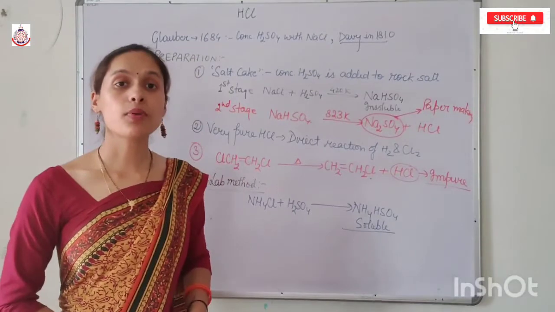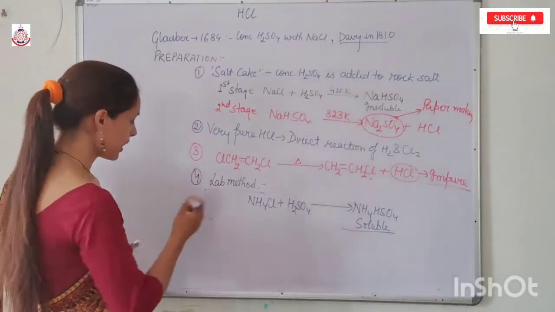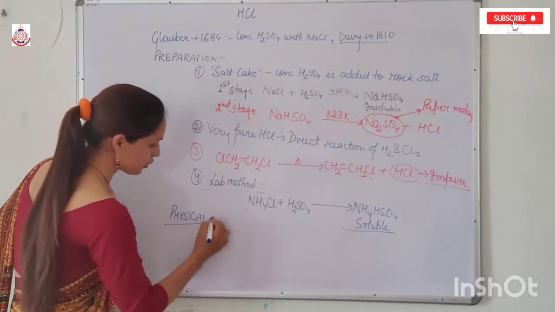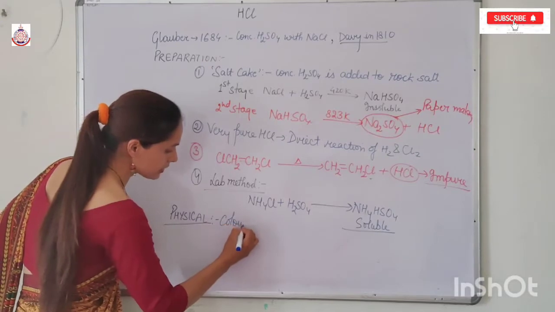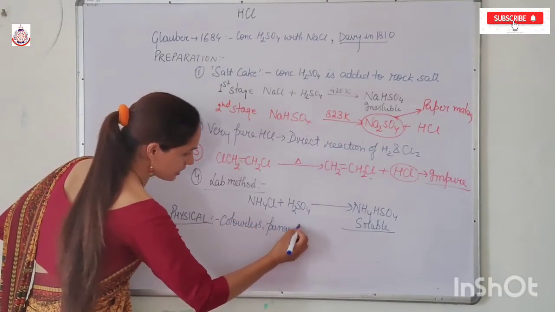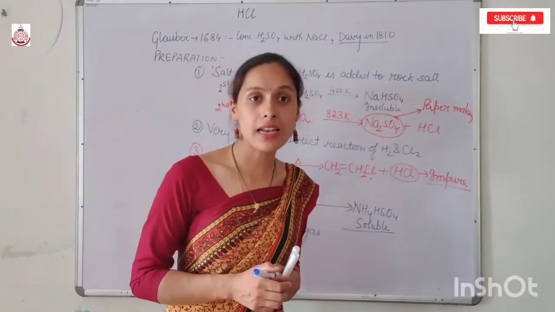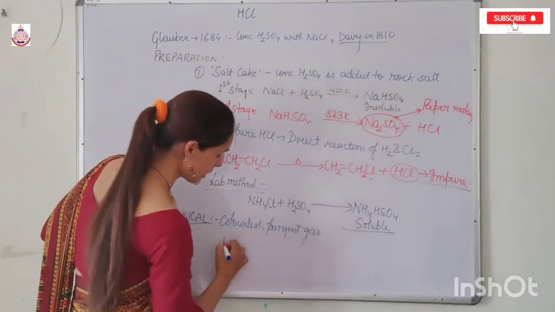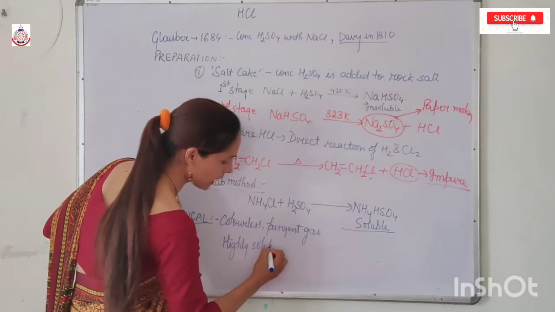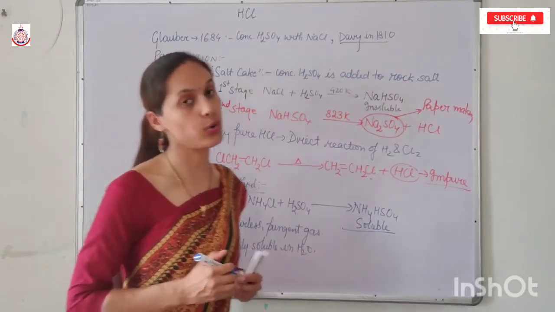If we talk about the properties of HCl, the physical properties first: HCl is a colorless pungent gas. It is a colorless pungent gas, and it is highly soluble in water. And its aqueous solution is known as hydrochloric acid.